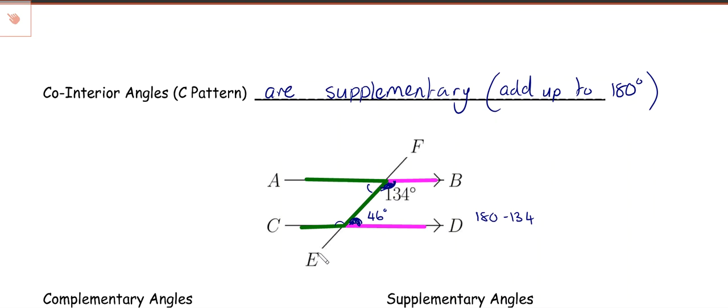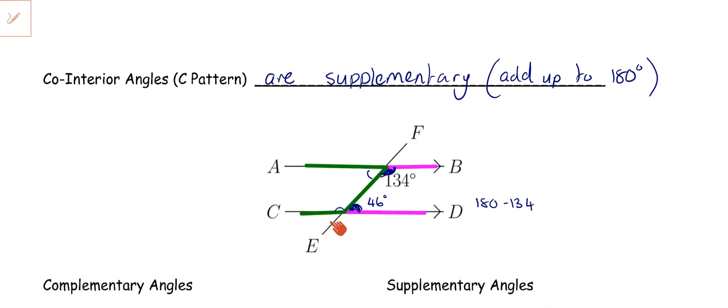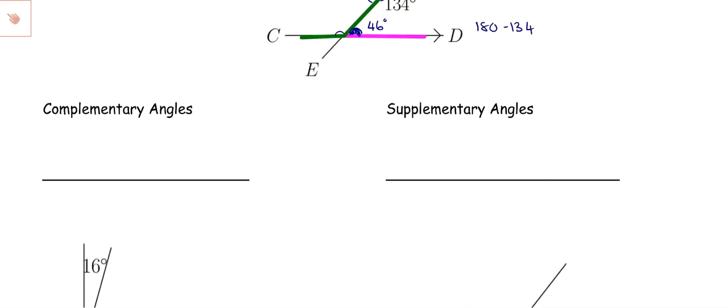Any questions? No? Okay. Before I let you get on with some questions, let's fill out these notes. Complementary angles add up to 90. Supplementary, we've already said, add up to 180. So these will be great notes for you. This is really a vocabulary sheet.